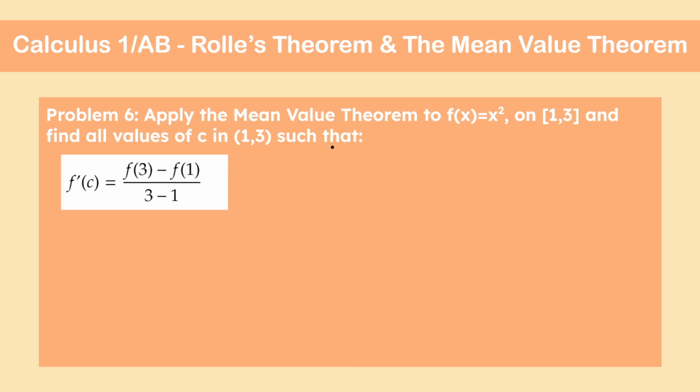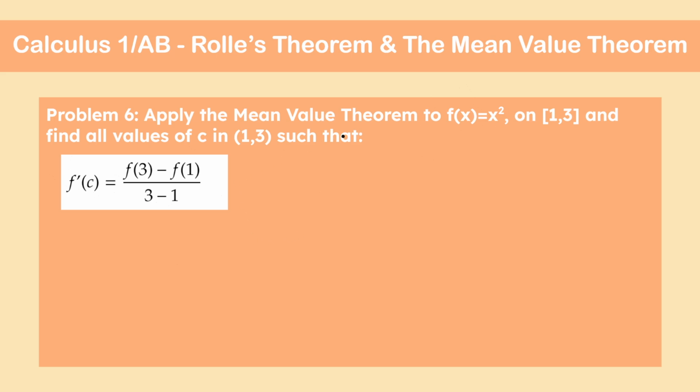Okay, so now we're going to apply the mean value theorem to f(x) is equal to x^2 on the closed interval 1 to 3 and find all values of c in the open interval 1 to 3 such that the mean value theorem applies, basically, such that the secant line is equal to some tangent line. That is, the derivative at some point c is equal to the slope of the secant line between the two endpoints.